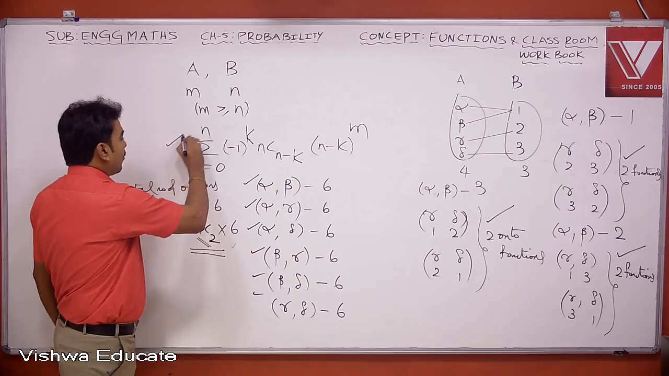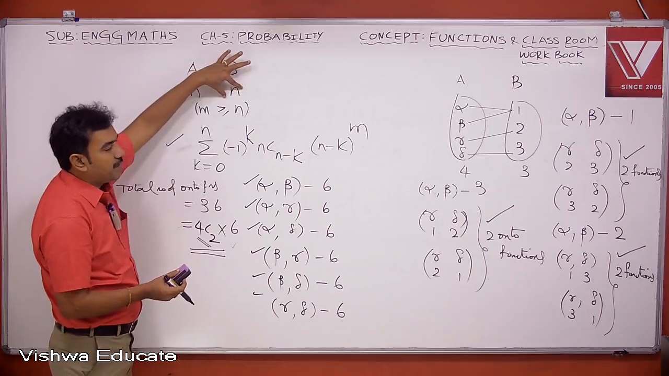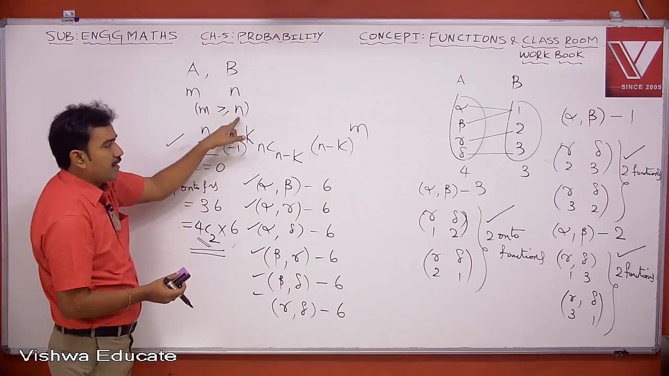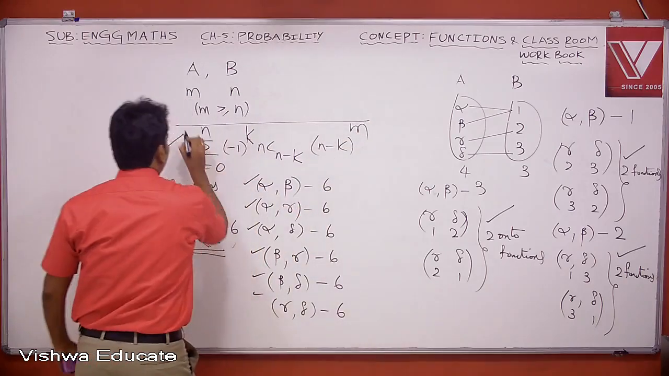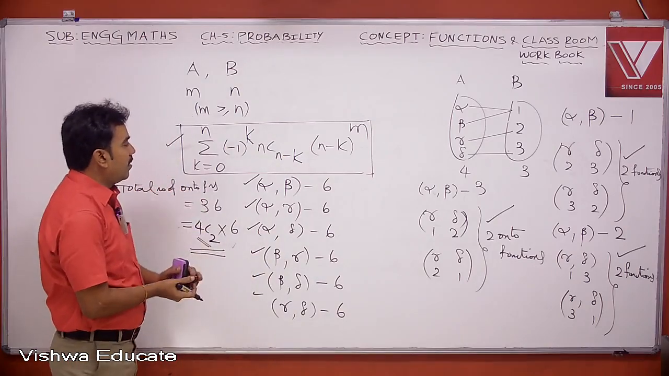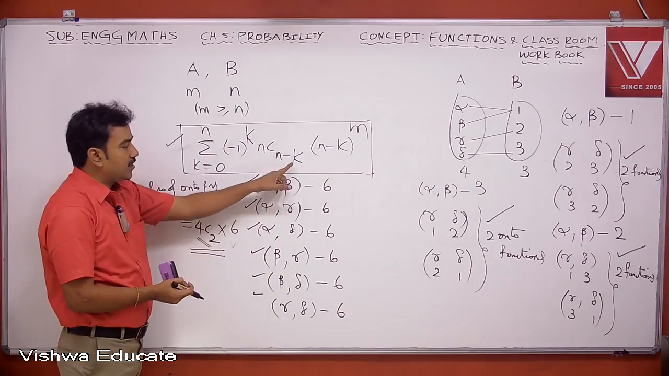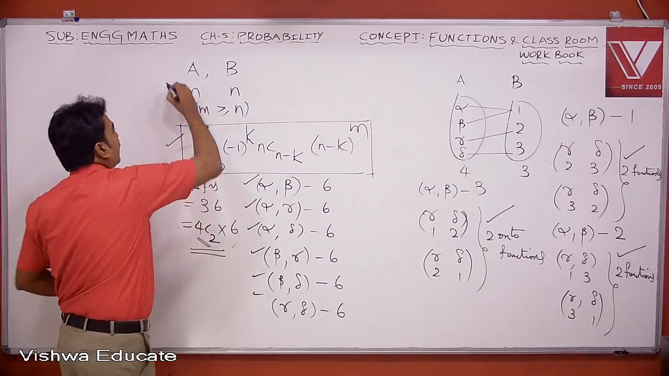Therefore this is the general formula. If A comma B are two sets having m comma n elements respectively, where m is greater than or equal to n, then the total number of onto functions from A to B is given by the expression sigma k equal to 0 to n minus 1, (minus 1) to the power k into nC n minus k into (n minus k) to the power m.